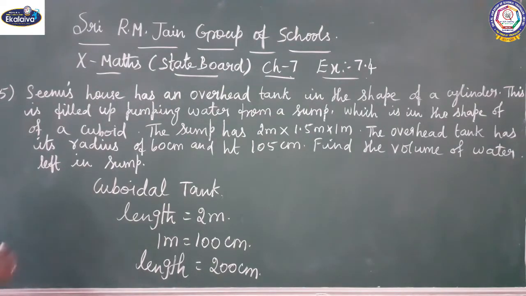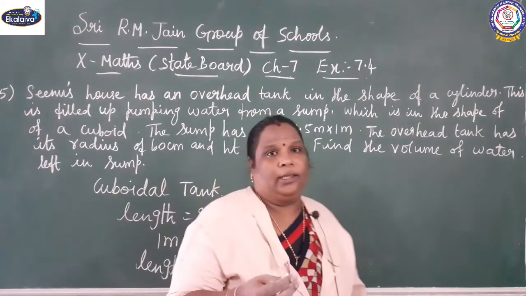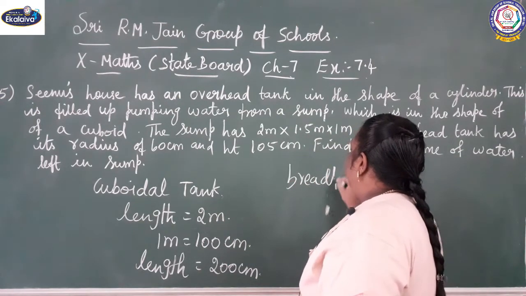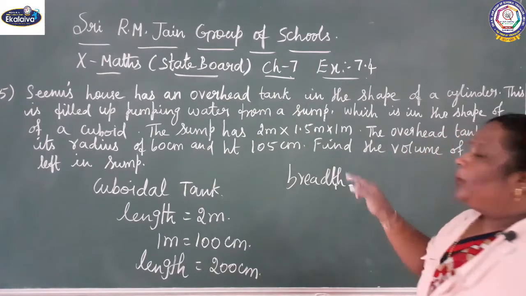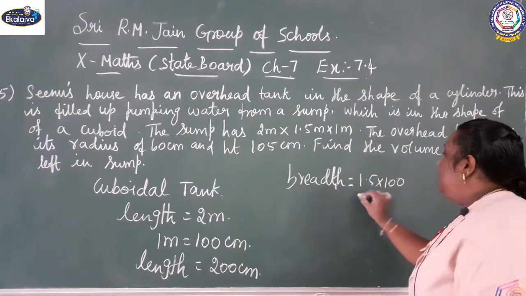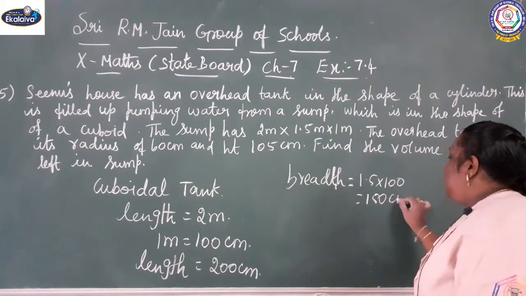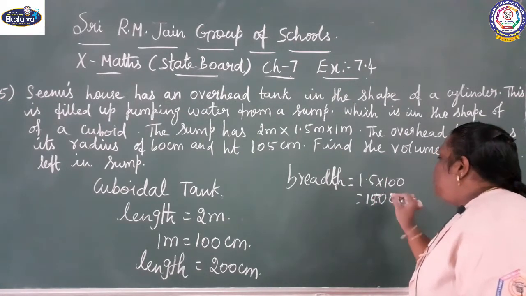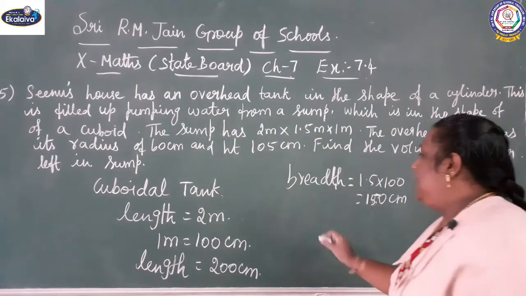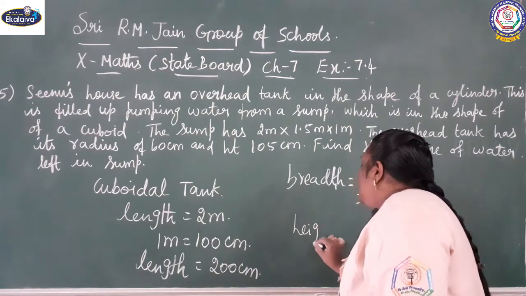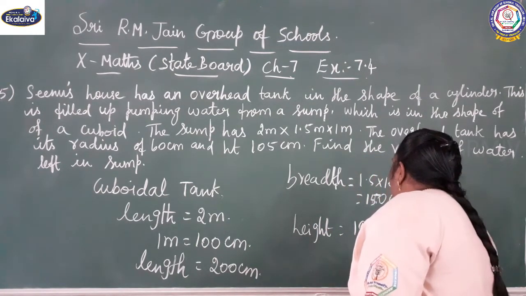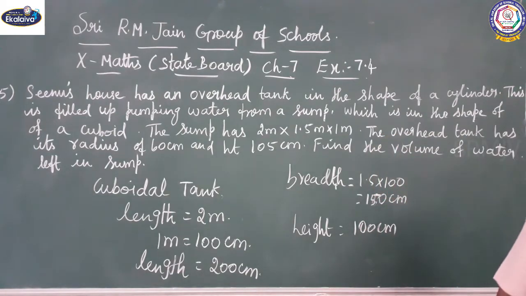200 centimeter. What about the width? Width is nothing but the breadth. Breadth equal to 1.5 meter. That is 1.5 into 100, so 150 centimeter. Next, height equal to 1 meter. 1 meter equal to 100 centimeter.